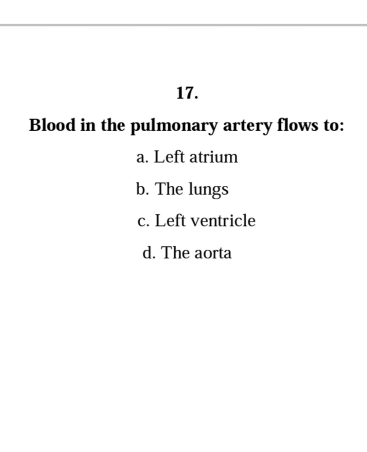Number 17. Blood in the pulmonary artery flows to left atrium, the lungs, left ventricle, the aorta. The correct answer is B. So the blood in the pulmonary artery flows into the lungs.